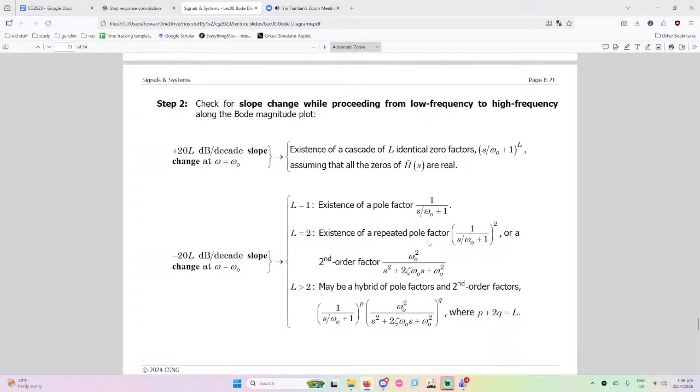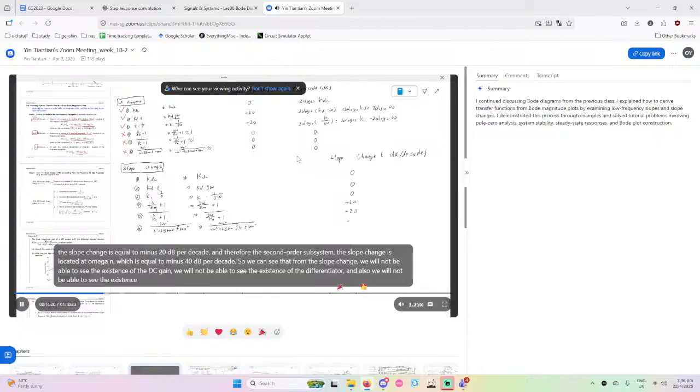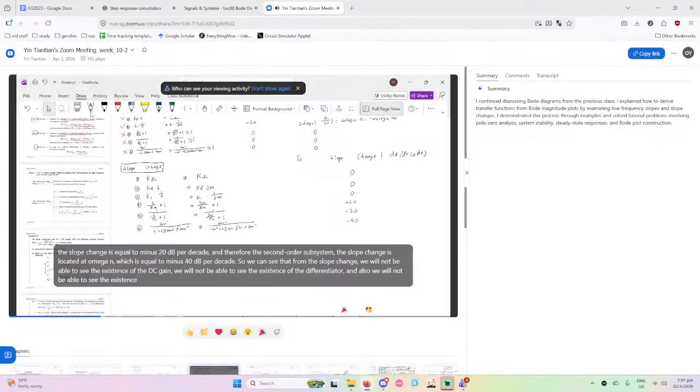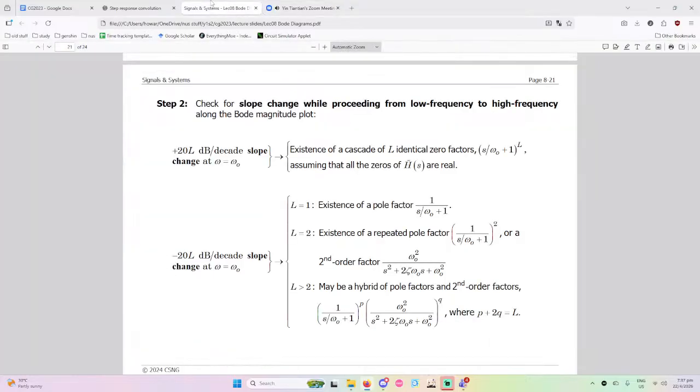And then for the zero factor, there is a slope change located at omega equal to Zm. And the slope change is equal to plus 20 dB per decade. And then we look at the pole factor. For the pole factor, we also have a slope change located at Pn, and the slope change is equal to minus 20 dB per decade. And then for the second order subsystem, the slope change is located at omega n, which is equal to minus 40 dB per decade.